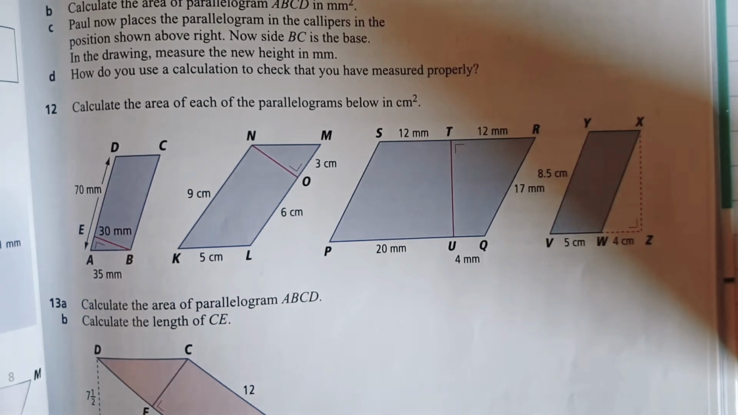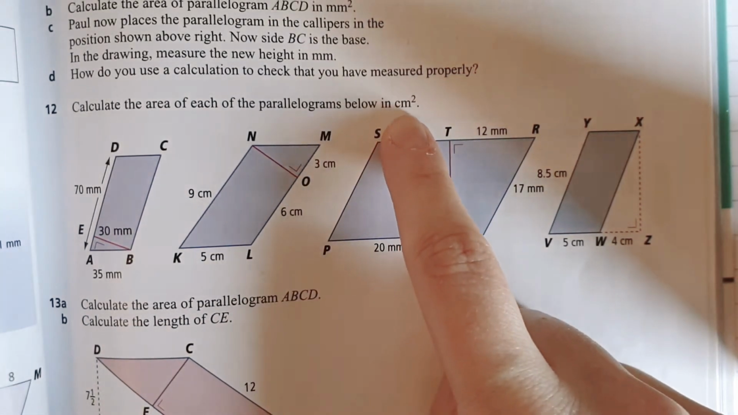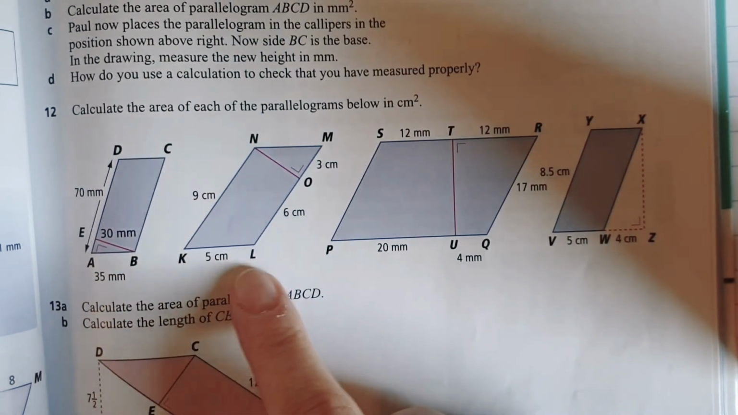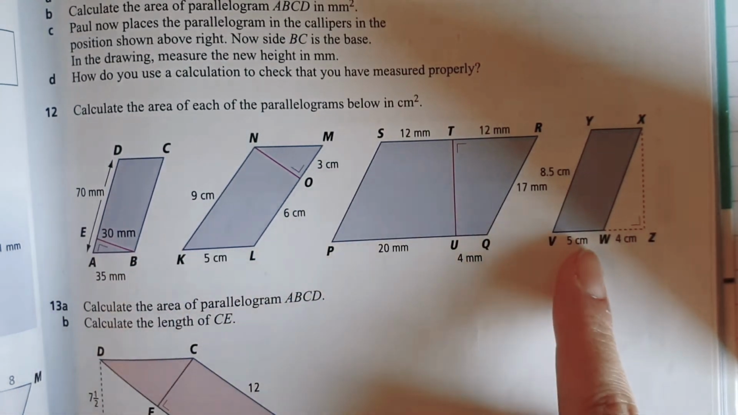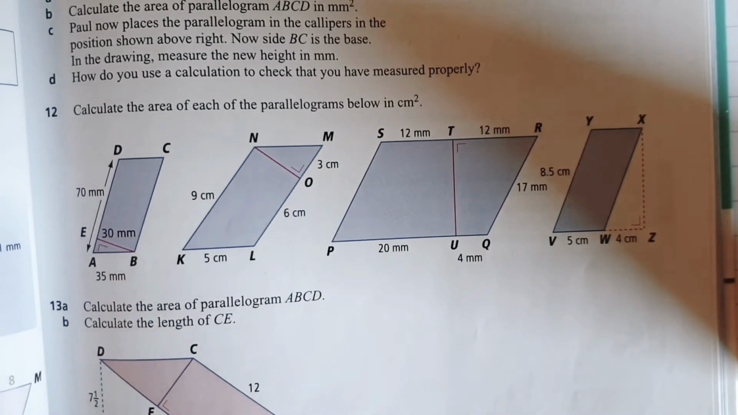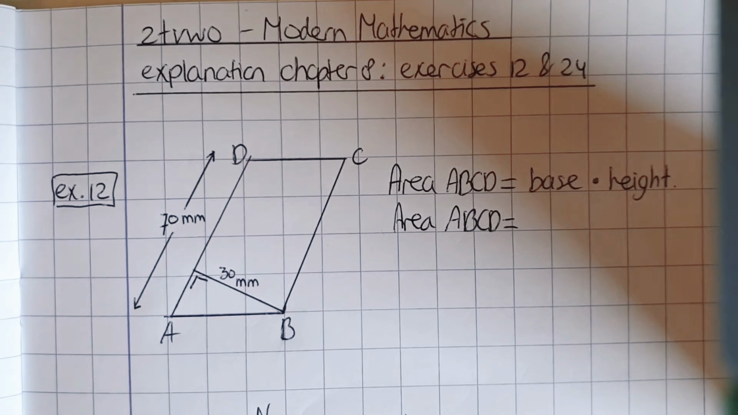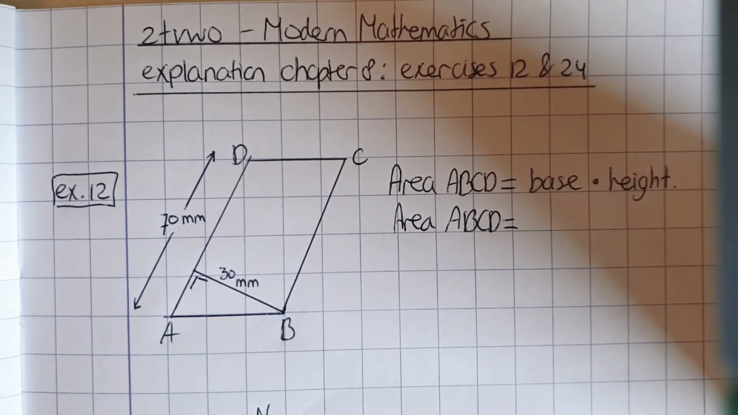Now there are 4 parallelograms and I'm going to discuss all of them. As you can see, it says you have to give your answer in squared centimeters. Sometimes it's given in millimeters, sometimes centimeters, here again millimeters, and here again centimeters. So whenever we have our answer, every single time we're going to check if we need to change it into squared centimeters or not. To calculate the area of parallelogram ABCD, you need to do base times height.